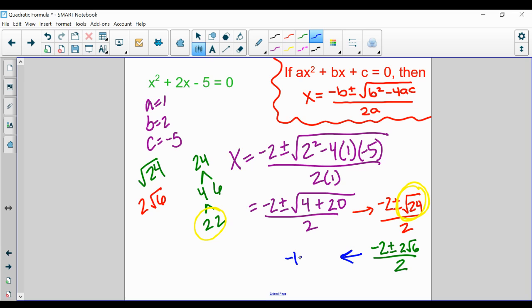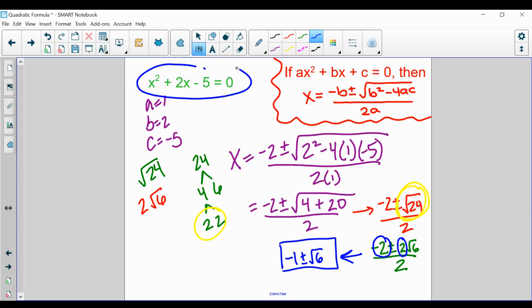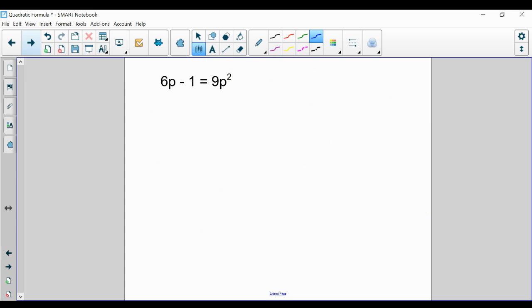And last but not least, we can simplify all of this. So we end up with -1 plus or minus the square root of 6 because this is divisible by 2 and this is divisible by 2. So that's our final answer here. So realize that that blue answer is pretty complicated. So the fact that we can't factor up in this green equation, it makes sense that we get a bit of a tricky solution. But the quadratic formula is super helpful.